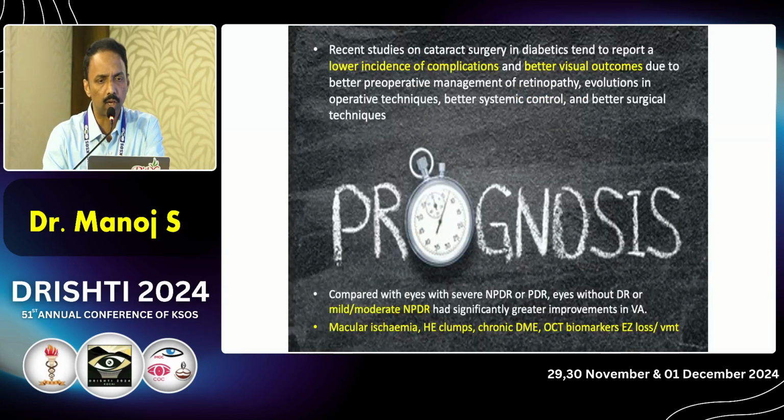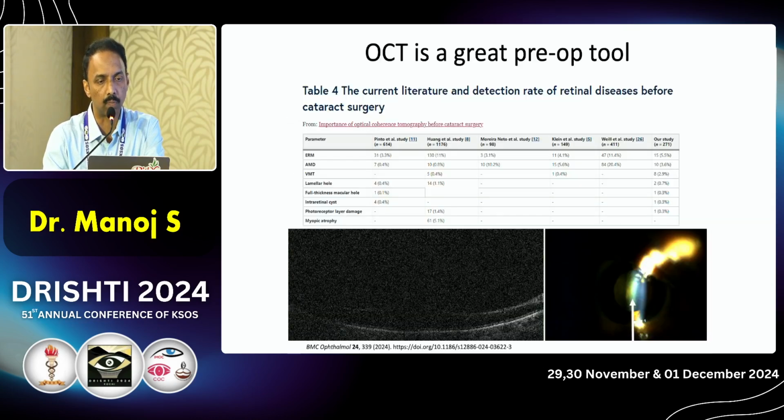So the prognosis is generally good in these patients, because nowadays the incidence of complications is less and they have better visual outcomes. But what is clearly established is that patients with mild and moderate NPDR have good outcomes compared to severe NPDR and PDR eyes. And if you have macular problems, most of these patients have a poor visual outcome.